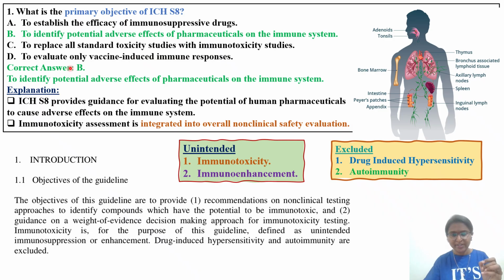Last one is to evaluate only vaccine-induced immune responses. For vaccines as well as for biologics, we have separate guidelines. For example, for biologics, you have the ICH S6 guideline. So this is out of scope of this particular ICH S8 guideline.